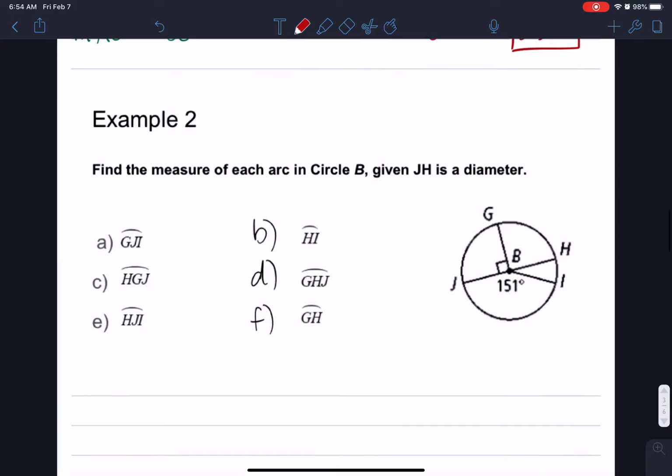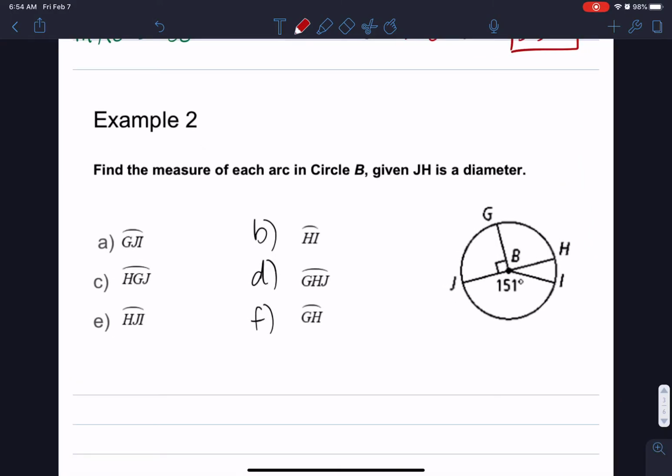Okay. Once you have that written down, go ahead and try this example, and then we're going to do it together. Okay? Okay. This is so fun.